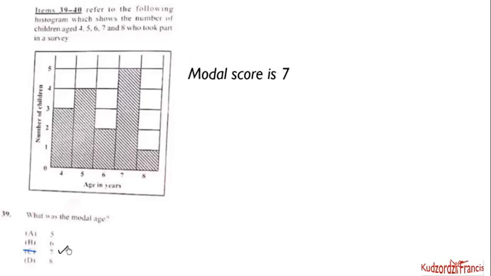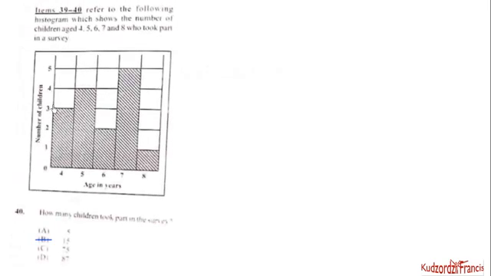Then let's look at this one. Item 40. So the same preamble. How many children took the survey? We need to add the frequencies, and that will give us 15. The correct answer is this.